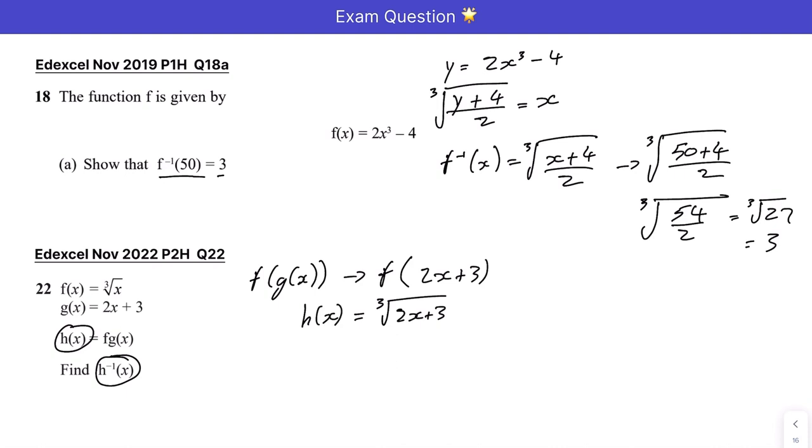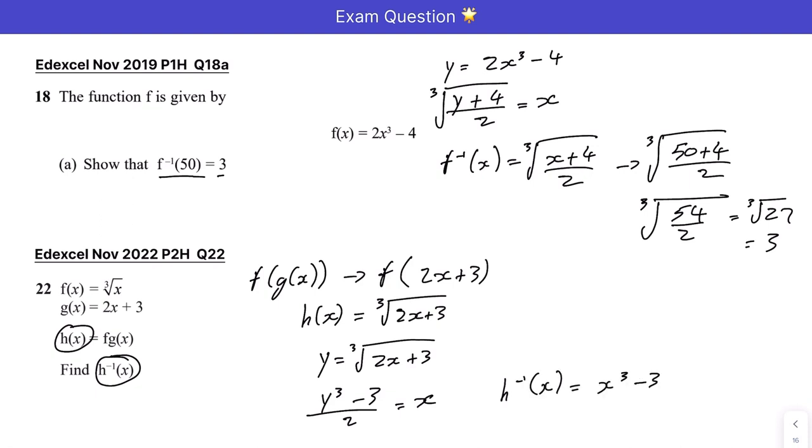So now that we have h, we just need to find the inverse of this. So to find the inverse, same steps again, replace that with y. Make x the subject, so that'll be y cubed minus 3, divide that by 2 is equal to x. So the inverse, now we're going to swap x and y around, which then leaves us with the inverse as x cubed minus 3 over 2.